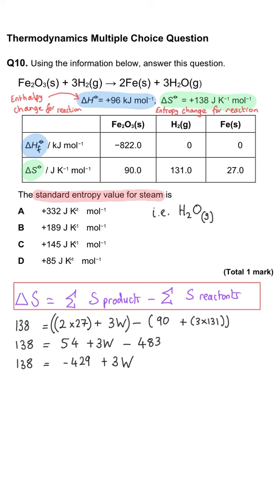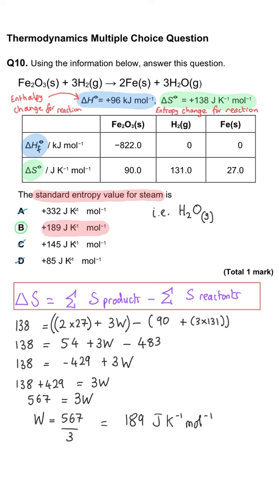So that means that 138 is equal to minus 429 plus 3W. And so therefore 567 is equal to 3W. And so that means that 1W is equal to 189. And so that means that B is the correct answer. The entropy value for steam is plus 189 joules per Kelvin per mole.